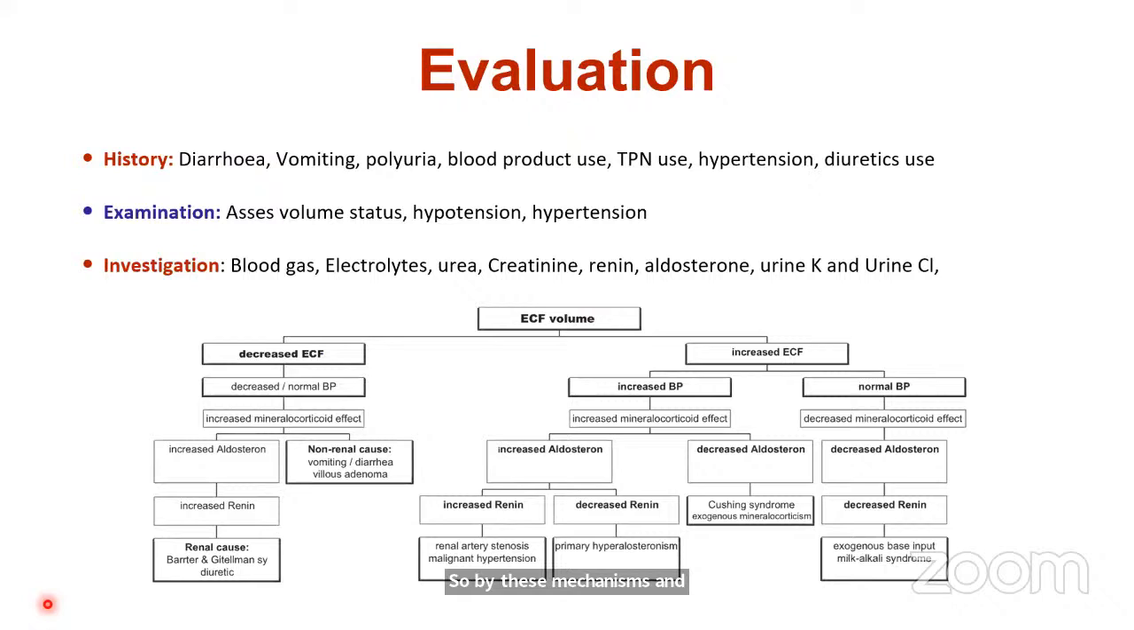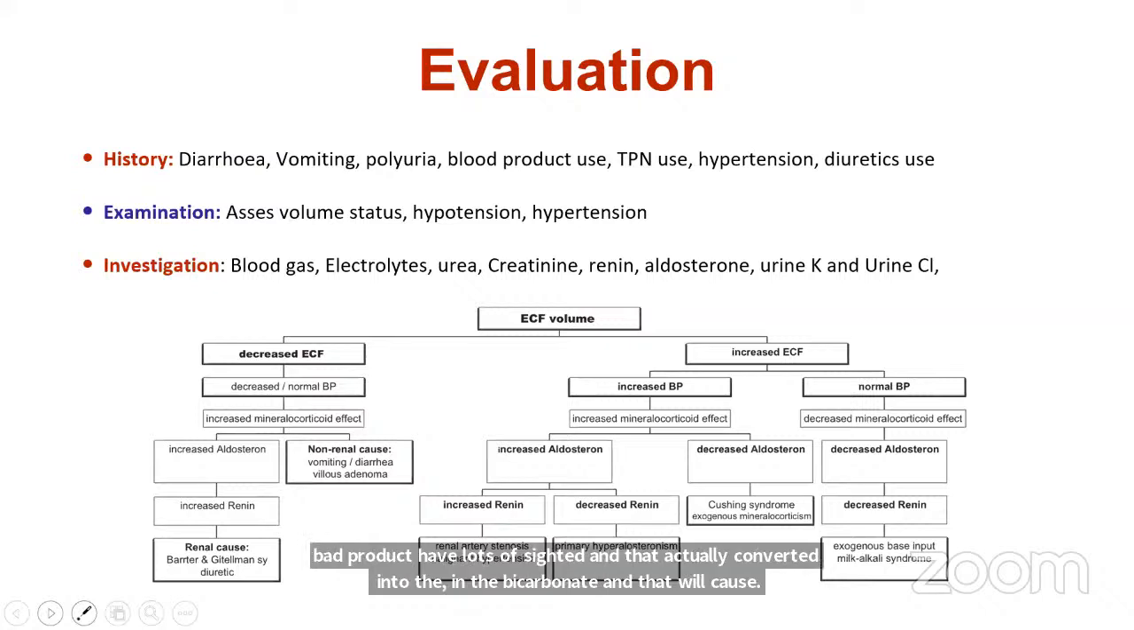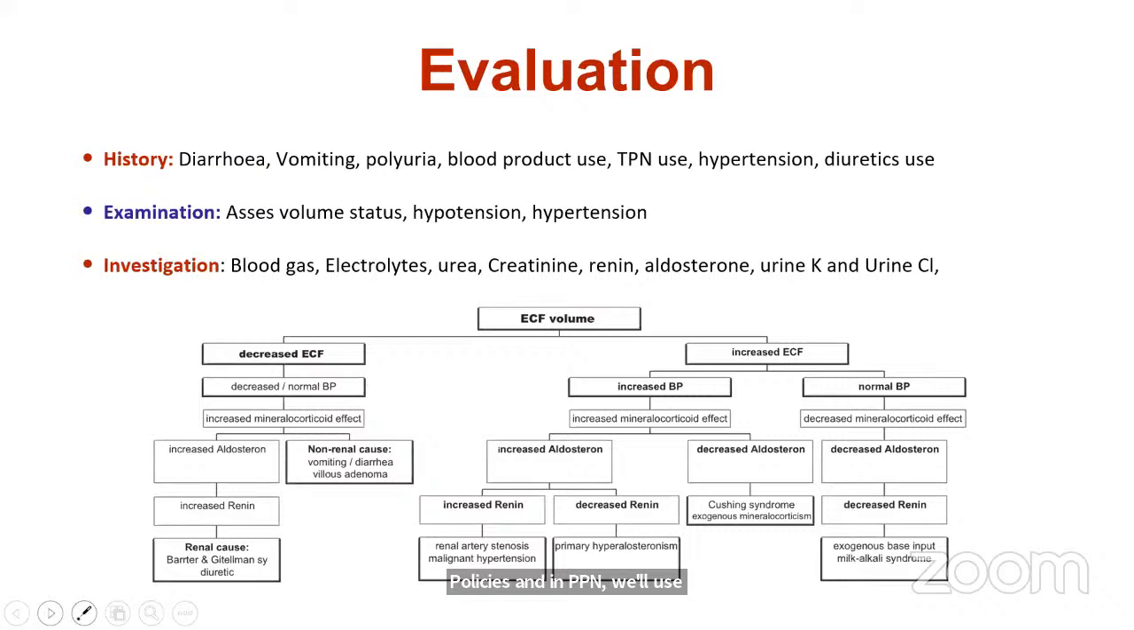So if you have a patient with alkalosis, you are supposed to take a complete history, like if there is any history of loss from the GI tract or through the kidney: diarrhea, vomiting, polyuria. Any use of blood products, because blood products have lots of citrate, and that actually gets converted in the liver to bicarbonate, and that will cause metabolic alkalosis. And in TPN, we use some acetate, and that also gets converted in your body to bicarbonate. So it will produce metabolic alkalosis.